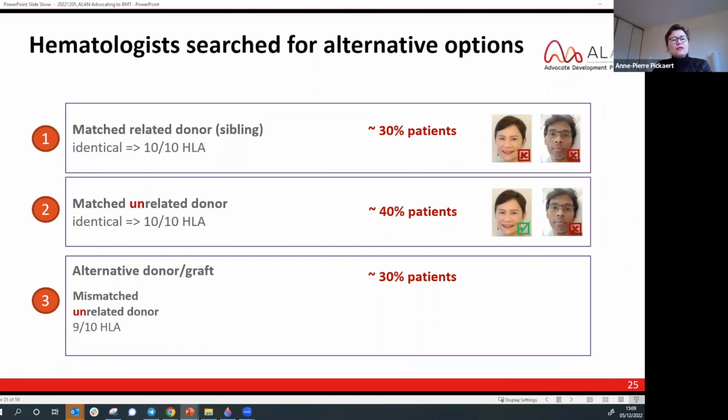The first one is a mismatched, unrelated donor. Remember, the HLA system has 2 sets of criteria, 2 haplos, so 5 and 5, so 10 out of 10 HLA. This is what you're looking for. But here, because they can't find a 10 out of 10, they will go for a 9 out of 10, possibly 8 out of 10.